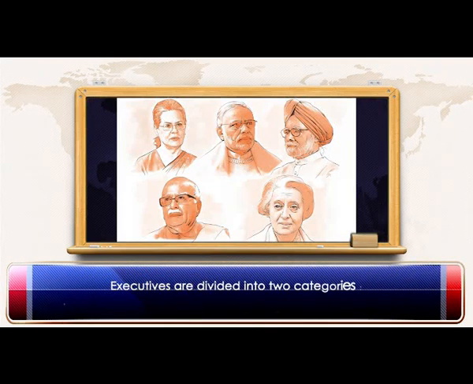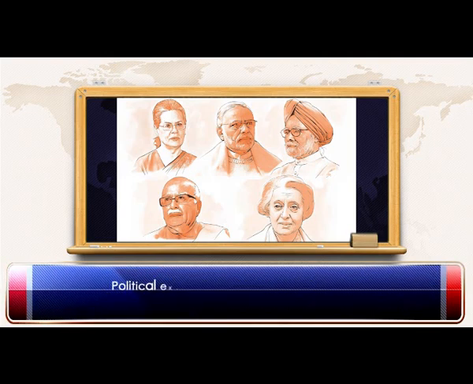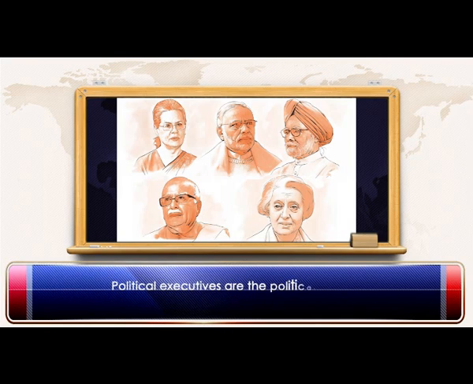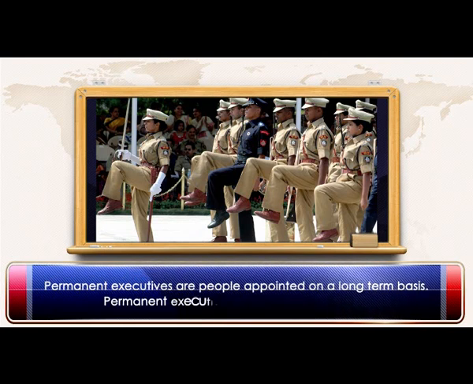Executives are divided into two categories: political executive and permanent executive or civil services. Political executives are the political leaders who make big decisions. Permanent executives are people appointed on a long-term basis. Permanent executive, also called civil servants.